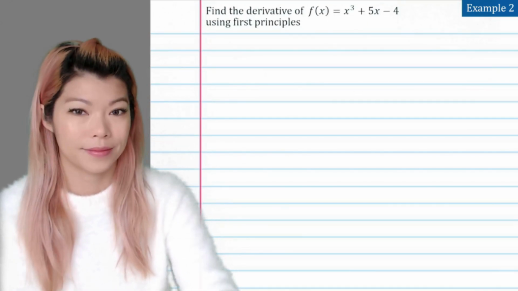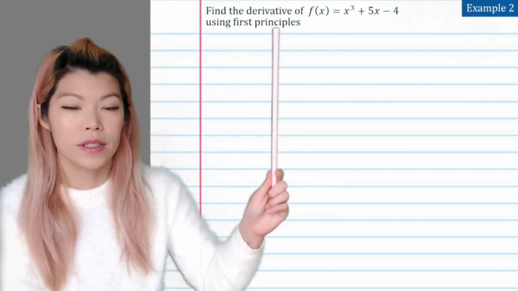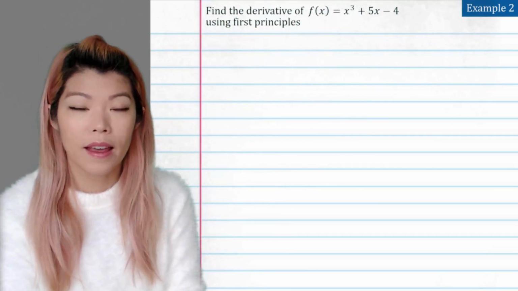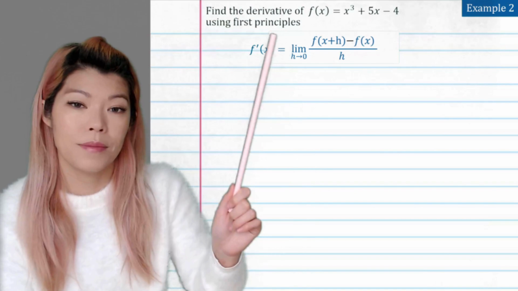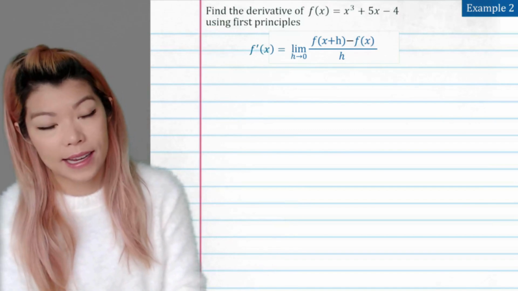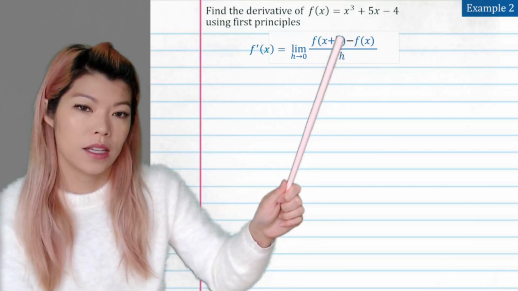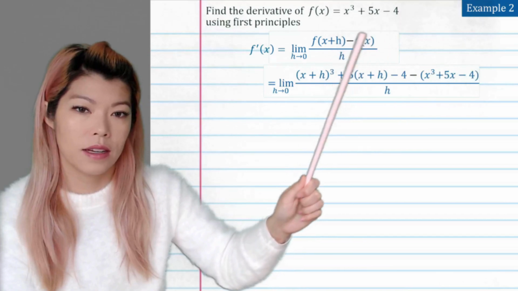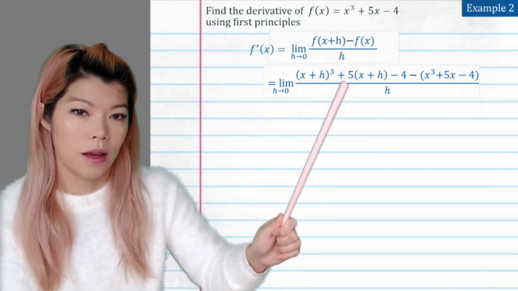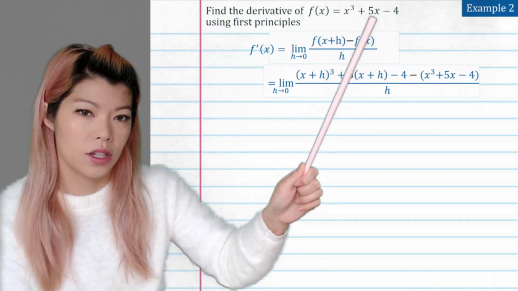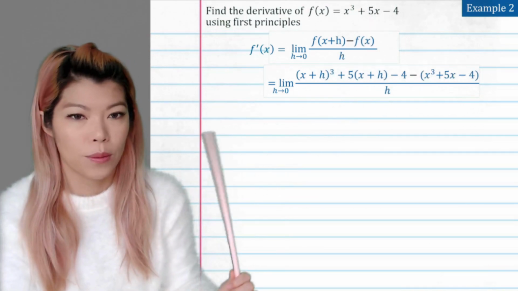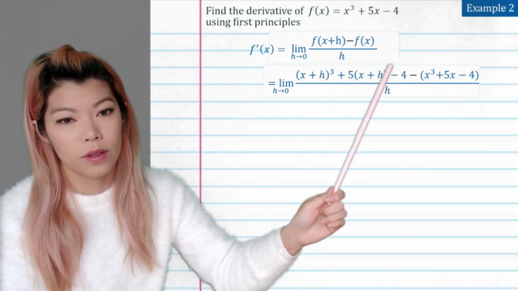Let's do one more. Example 2. Find the derivative of f of x equals x cubed plus 5x minus 4 using first principles. So again, let's write the formula, and this time I'm writing f dash x because we're doing f of x instead of the dy dx. So now we plug in x plus h for that minus the x for that. So the x plus h into where x is, we have x plus h cubed plus 5 x plus h minus 4, then minus that chunk. Pretty much copy paste it. Use the bracket so you don't stuff up your minus.